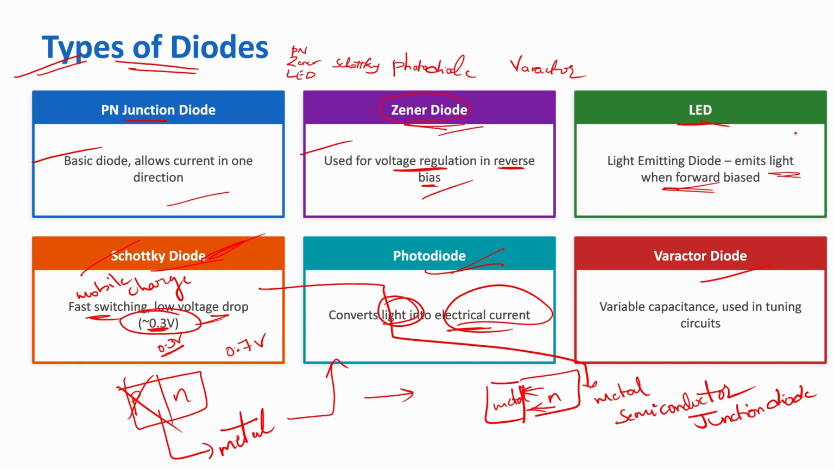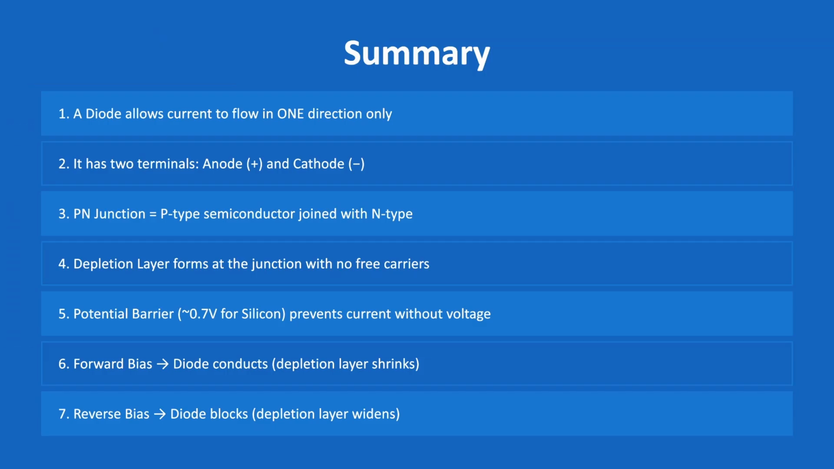Coming to the Varactor diode, it is a variable capacitance used in tuning circuits. In a Varactor diode, in reverse bias the depletion layer becomes wider, so we use it as a variable capacitor. The symbol is like this. There is a capacitance present in the reverse bias case, and like that we tune the circuit by using this capacitance. So these are some of the different types of diodes.